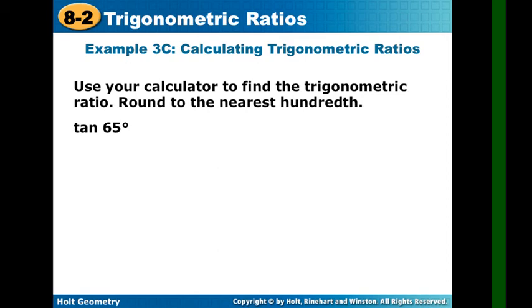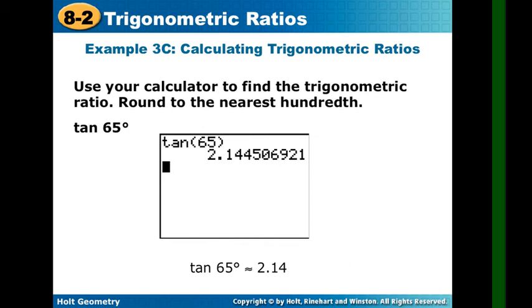Another, tangent 65. Ano nakuha nyo? Tignan natin kung pareho tayo. So, we have 2.1445064 6921. So, the answer is 2.14. Hindi siya na-round off, no? Kasi less than 5 yung kanyang third decimal place. So, third niya is less than 5.